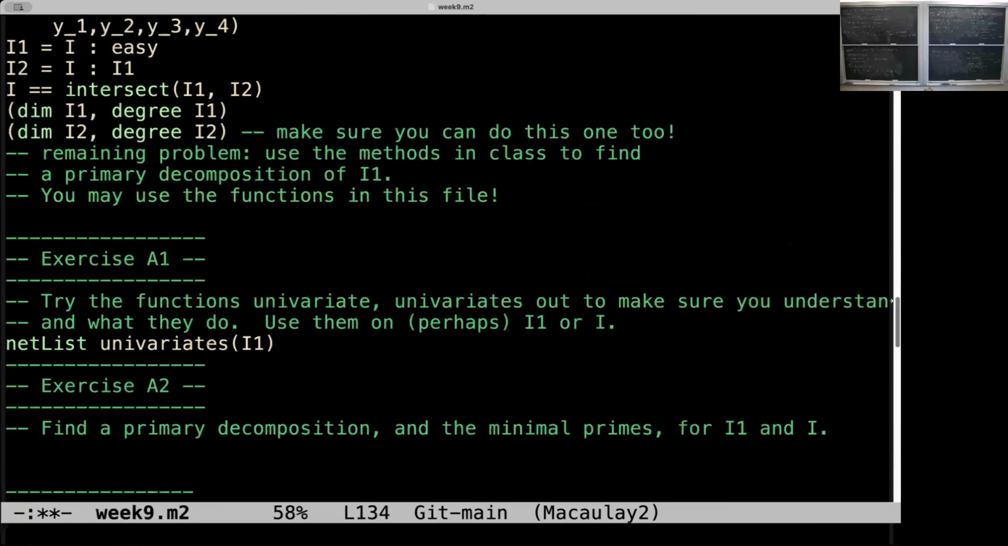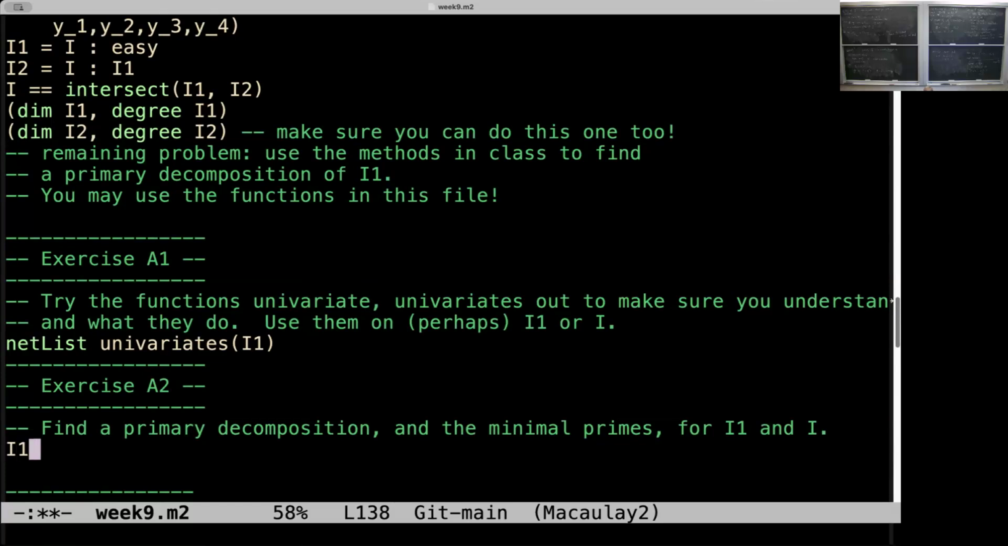And here, that's the exercise. Find a primary decomposition and the minimal primes for I1 and I, or use I1, and then you get the other ones from the I2. So how do we do it? Should we do it by hand a little bit? Should we do it together a bit, or do you guys want to play around with this on your own yet? I wouldn't mind doing it together. Well, let's do it together then a little bit.